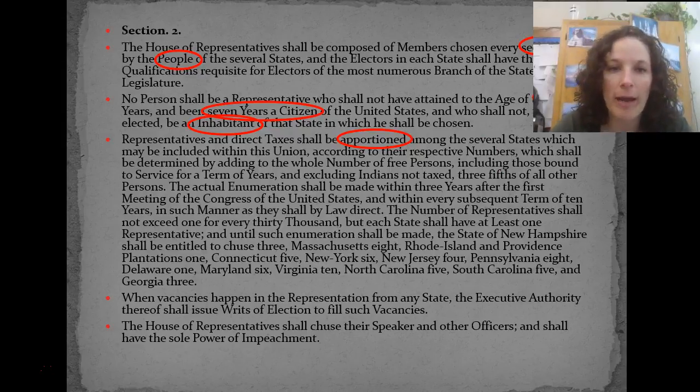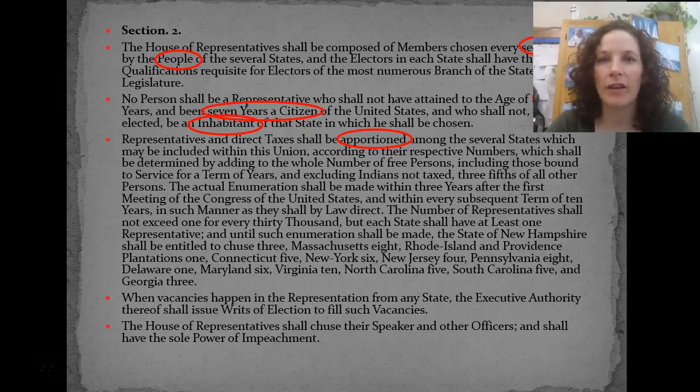Which shall be determined by adding to the whole number of free persons, including those bound to service for a term of years, excluding Indians not taxed, 3/5 of all other persons. That's the 3/5 clause. It is no longer valid since the Civil War's Reconstruction Amendments. But you can see in the original Constitution, this is evidence of the agreements made between the free and the slave states.